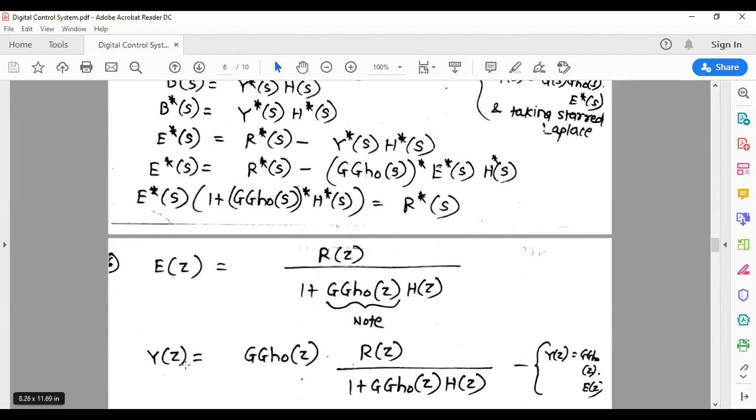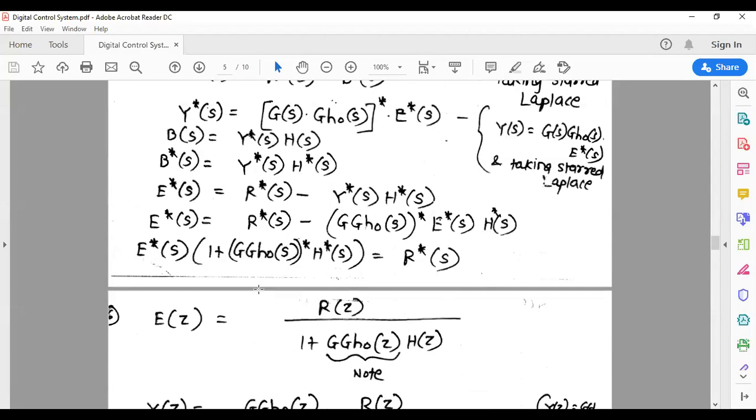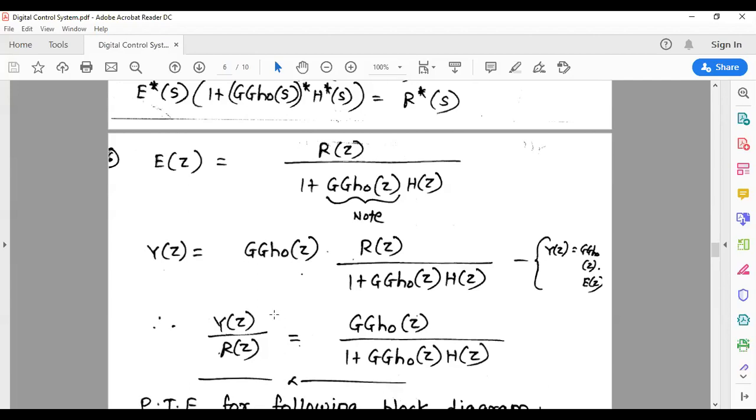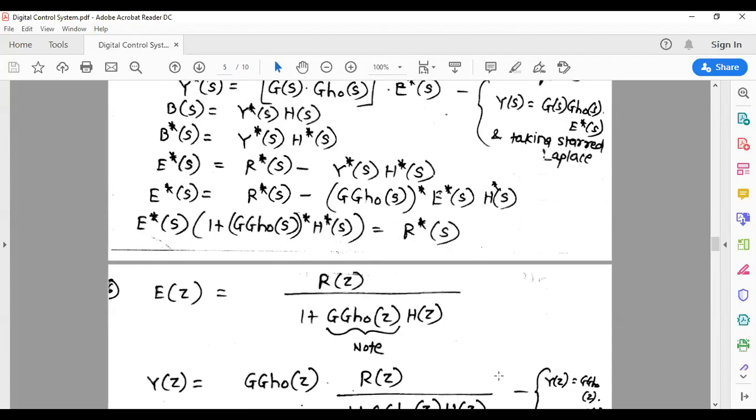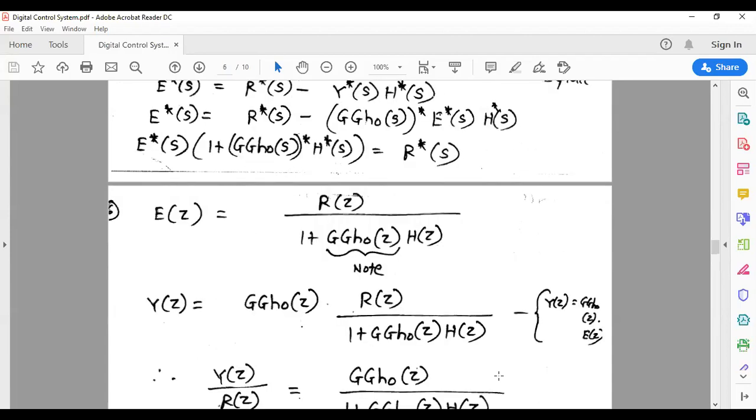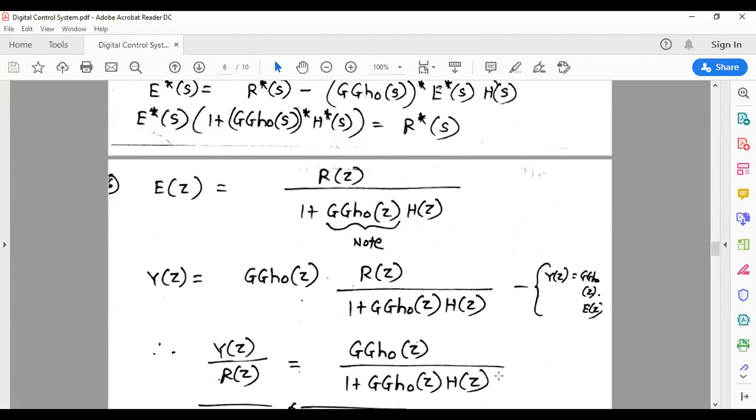So finally, your y of z is nothing but, from this particular equation, what is it that you get? Y of z, we have already got it here as g into gh of z upon 1 plus g into gh of z into h of z. So I have just quickly taken you through this example, which is the same thing that we keep on doing.